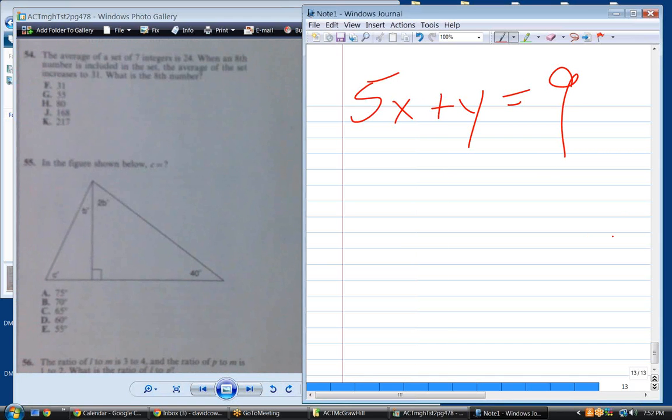The average of a set of 7 integers is 24. When an 8th number is included in the set, the average goes up to 31. What is that 8th number?